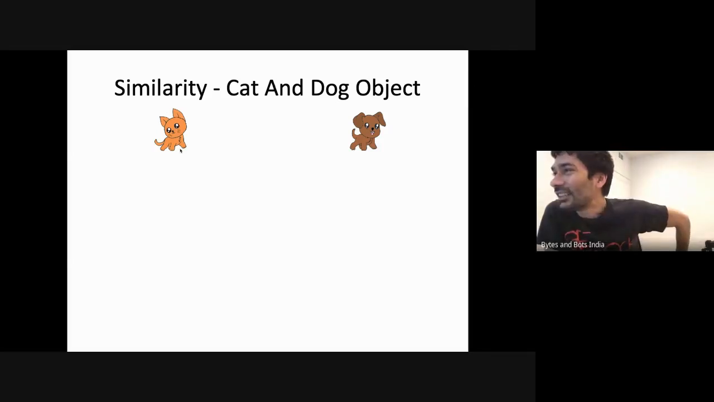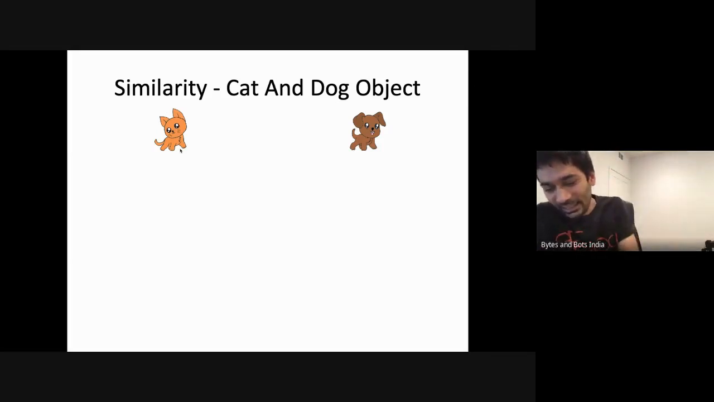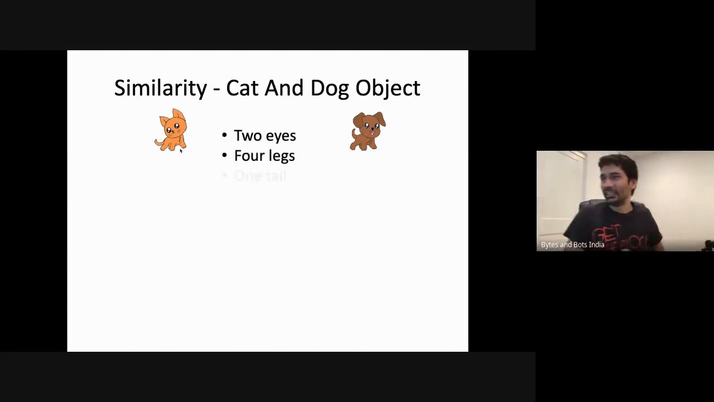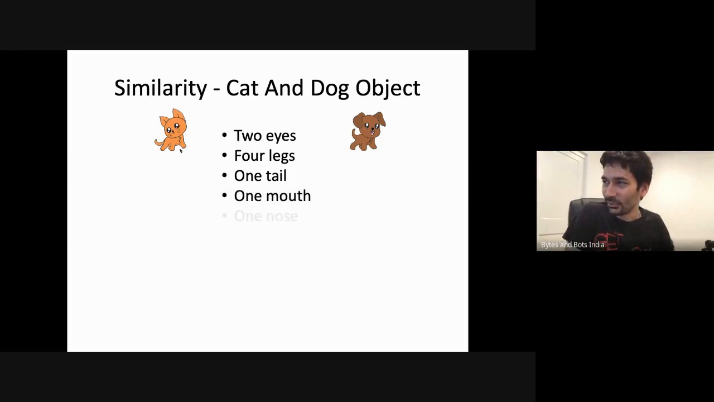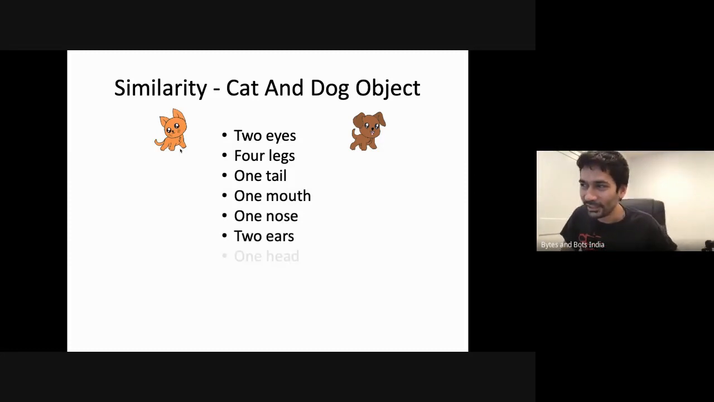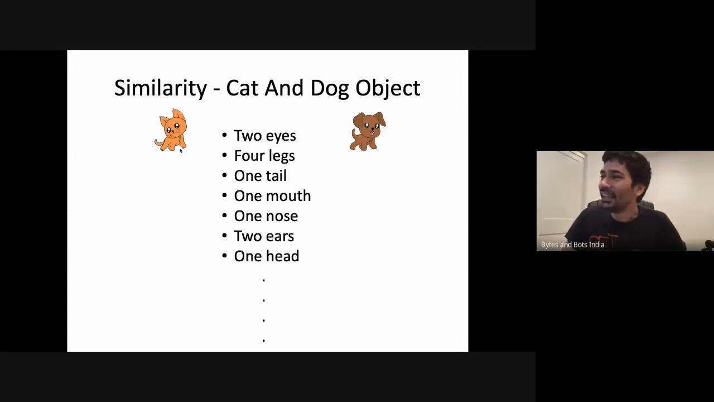I think you guys are doing really good here. So let's see how many of you made it to the list: 2 eyes, 4 legs, 1 tail, 1 mouth, 1 nose, 2 ears, 1 head, and so on and so forth. So everyone is a winner here. We all got it right. But the question is, if they have so many similarities, what makes an animal a cat and what makes an animal a dog?